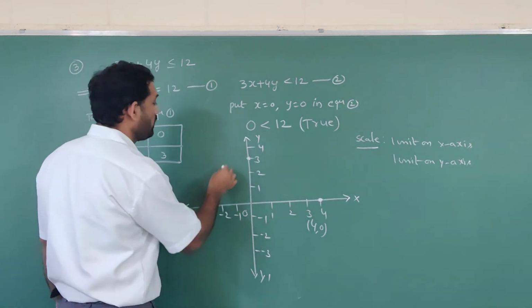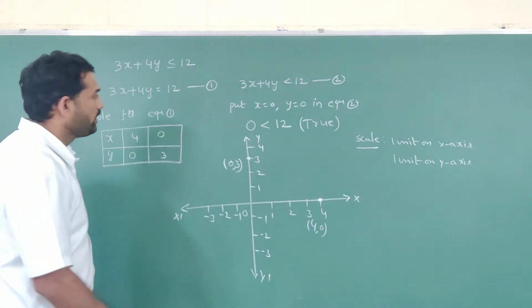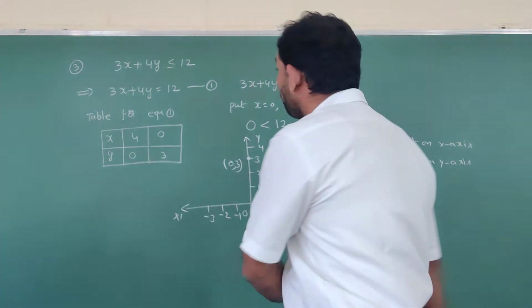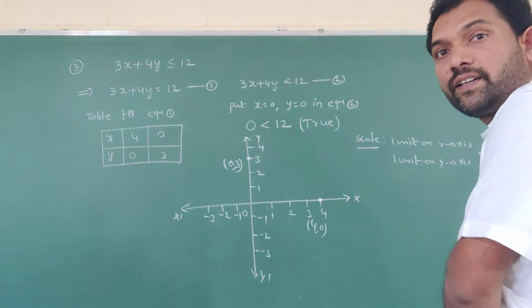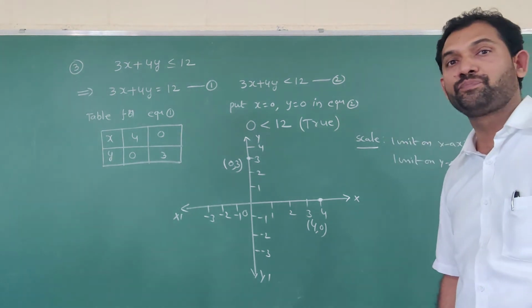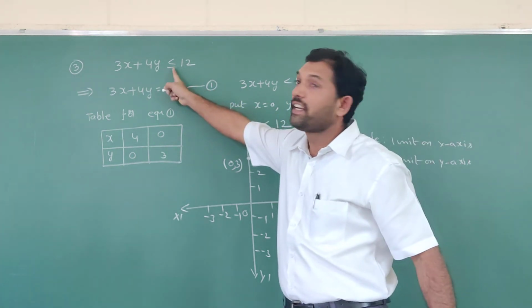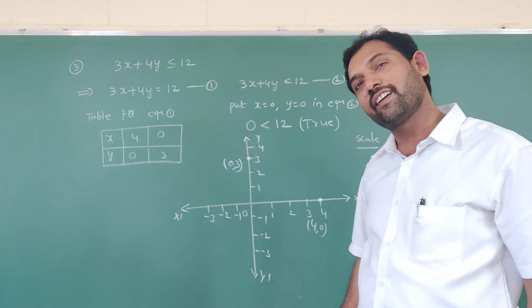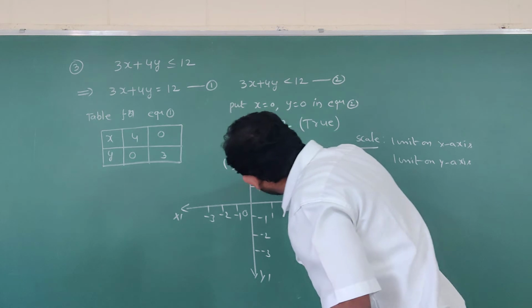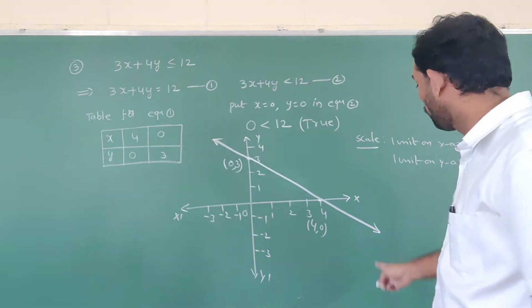So 0 comma 3, then join these points. How? Join with a dotted line or a dark line? How are we going to join? Here the equal symbol is there, so you draw a dark line only. Join with a dark line.